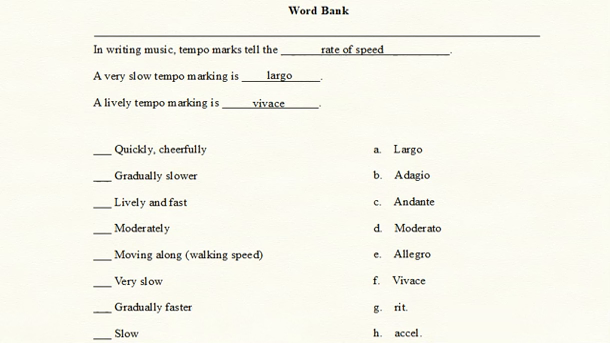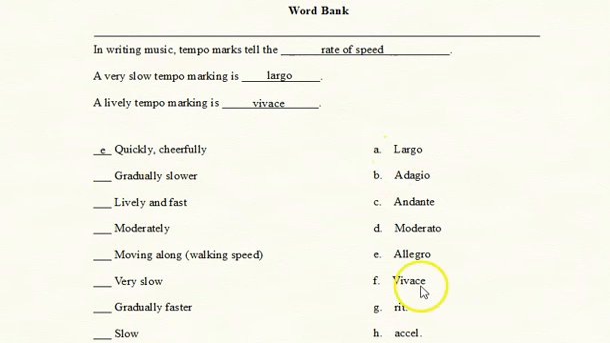Let's go. Our first English meaning is quickly or cheerful. Let's take a look at our Italian words. So we have largo, adagio, andante, moderato, allegro, vivace, ritardando, and accelerando. So we're looking for quickly and cheerful. That would be allegro.